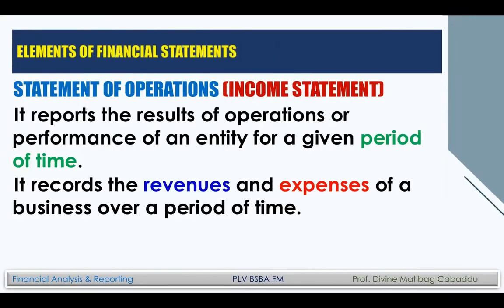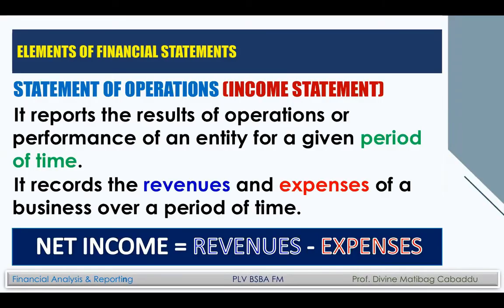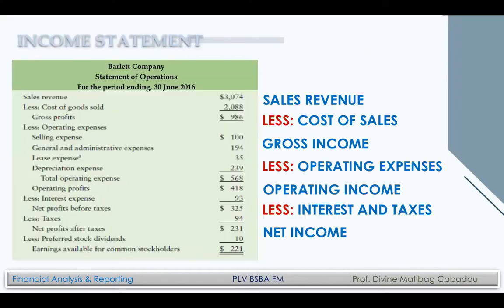Okay, so elements of financial statements. So let's start first with income statement. It is now known as a statement of operations. Okay, so it reports the results of operations or performance of an entity for a given period of time. It basically records the revenues and expenses of a business over a period of time. What is the equation? Net income is equal to revenue minus expenses. Alright, so ang makikita lang natin sa income statement are the revenues or income of the company and expenses. So to get the net income, revenue deduct all the expenses.